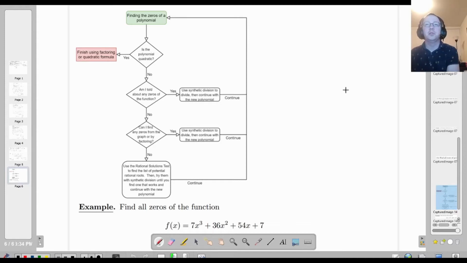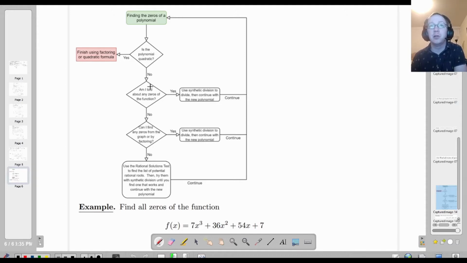Now that we've covered all the tools necessary to find the zeros of a polynomial, let's talk about our overall process to find all the zeros of a polynomial. So if we're starting off with a polynomial, the first question we should ask ourselves is: is this quadratic? If so, it's really easy to finish, either using factoring or the quadratic formula. Okay, so if we can ever get to a quadratic, we know we're just about done.